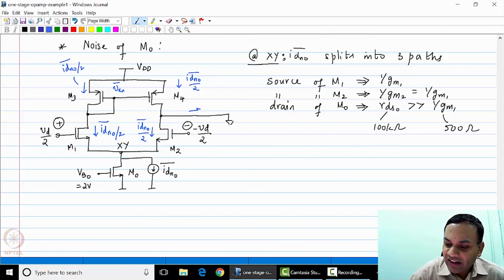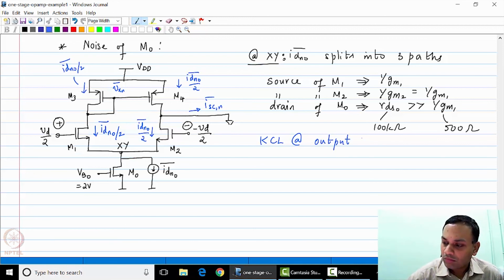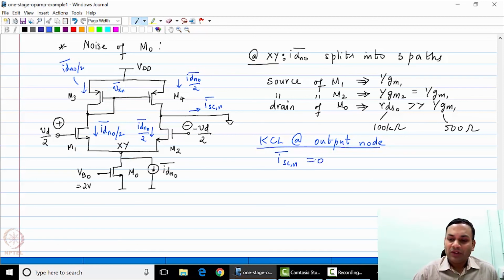Now let us look at the total output short circuit noise current. If you apply KCL at the output node, you find that ISCN is equal to 0, because the current entering the node from M4 is exactly equal to the current leaving the node into M2. Therefore, there is no current flowing into the short circuit. This means that the noise from M0 does not appear at the output. So this is a very important result.